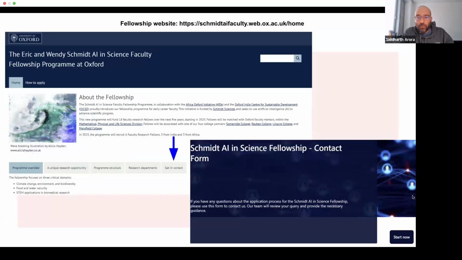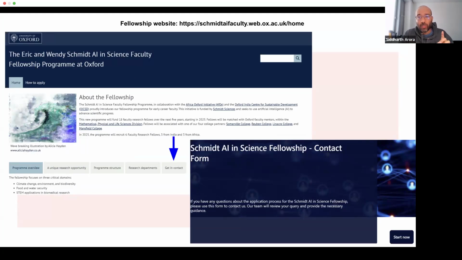Which would open this new tab, which you now see at the bottom right of your screen. It's a contact form. So if you have any doubts regarding whether your title is eligible or not, or whether your research proposal is within the remit of the fellowship or not, please do fill out that form and we'll try and get back to you as soon as we can.